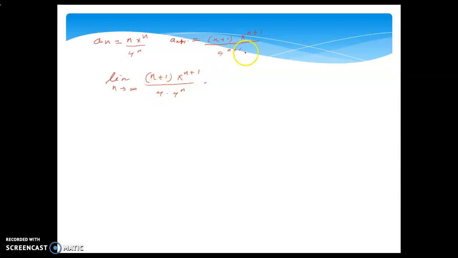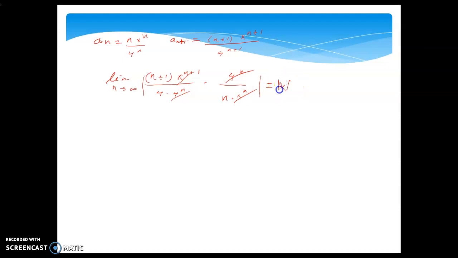So 4 raised to the power of n plus 1 is the same as 4 times 4 raised to the power of n, times x raised to the power of n over n times x raised to the power of n. So x raised to the power of n and x raised to the power of n cancel out. 4 raised to the power of n and 4 raised to the power of n cancel out. And then we can pull out the x here.